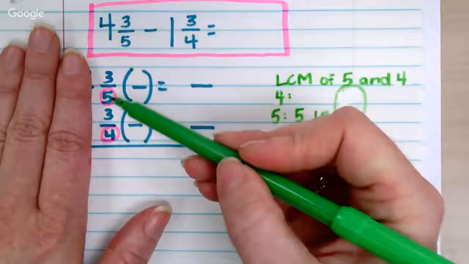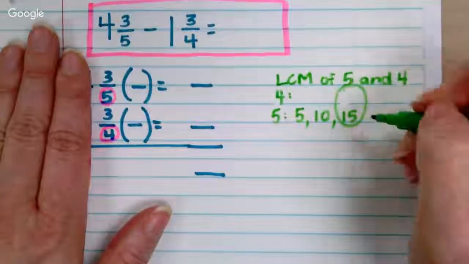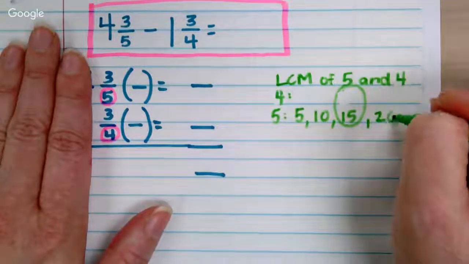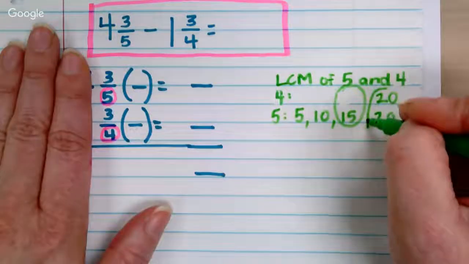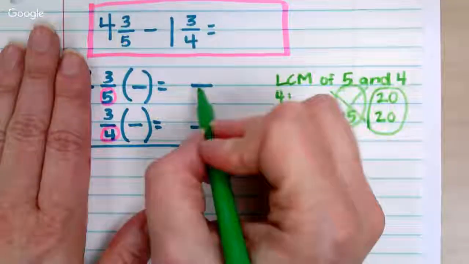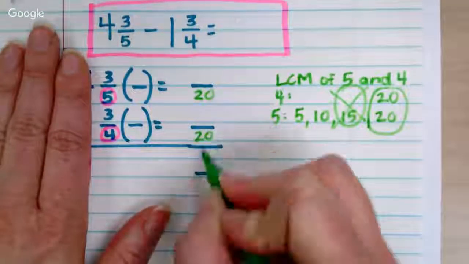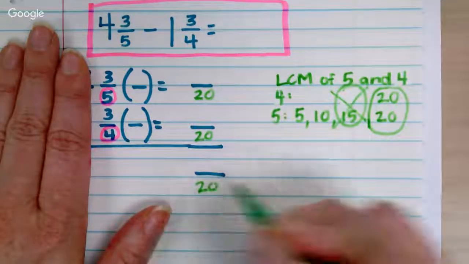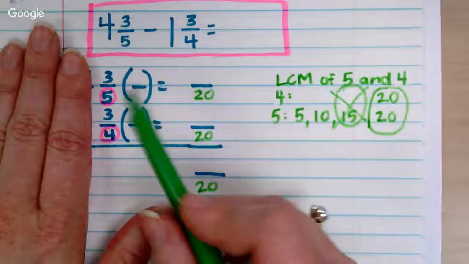I have 4 and 5 because those are my denominators. 5, 10, 15, and I'll continue it to 20. Now 20 is the first shared multiple with 4. So 20 will be what I'll plug in to my denominator position. 20, 20, and 20. Now I'm going to create those equivalent fractions.